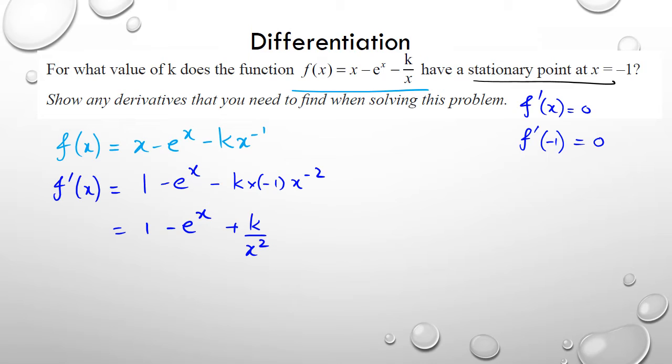Now what it says is I've got f dash of negative 1 equals 0. So I could actually substitute. If I write f dash of negative 1 equals 0, then I can say 0 equals 1 minus e to the power of negative 1, plus k over negative 1 squared.